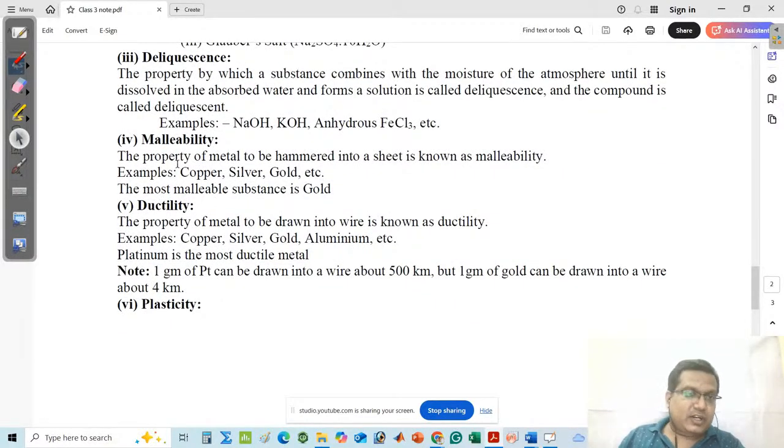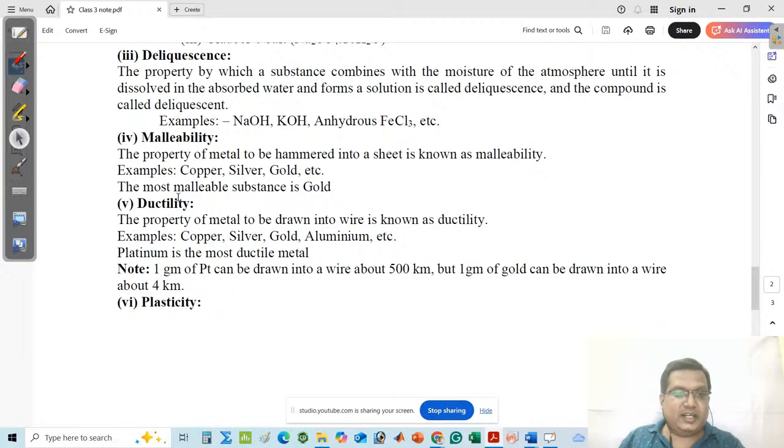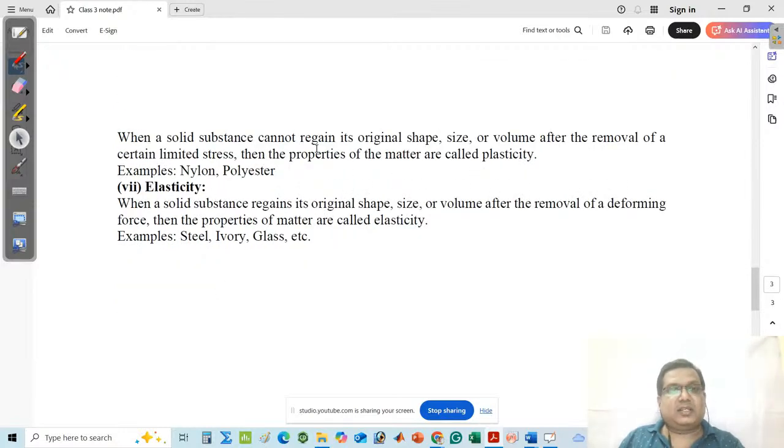Next, I discussed malleability. Malleability means to be hammered into sheets. Ductility means drawn into wire. Next, I discussed plasticity. Plasticity means it cannot regain its original shape, size, or volume. Elasticity means it regains its original shape, size, or volume.